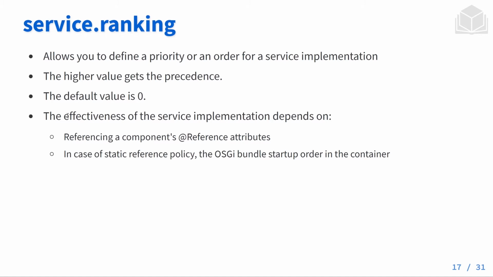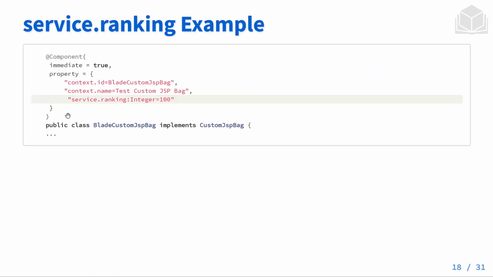The effectiveness of the service implementation depends on the referencing component's reference attributes, and in the case of static reference policy, the OSGi bundle startup order in the container. Taking a look next, we're going to see a service.ranking example. Here in the @Component annotation, we have a property, and we're listing the service.ranking as an integer of 100. So it's very high up on the ranking scale.